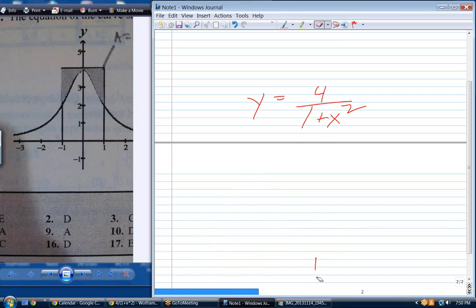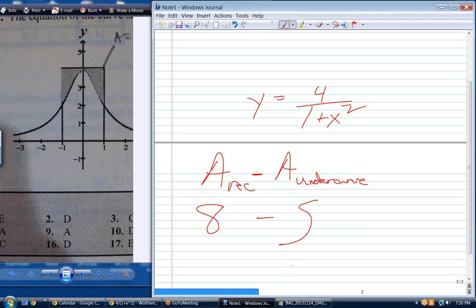Get rid of this picture here. I'm going to take the area of the rectangle and subtract the area under the curve. That's going to be my shaded area. So the area of the rectangle is 8, and the area under the curve, using regular calculus, is the integral from -1 to 1 of this function.